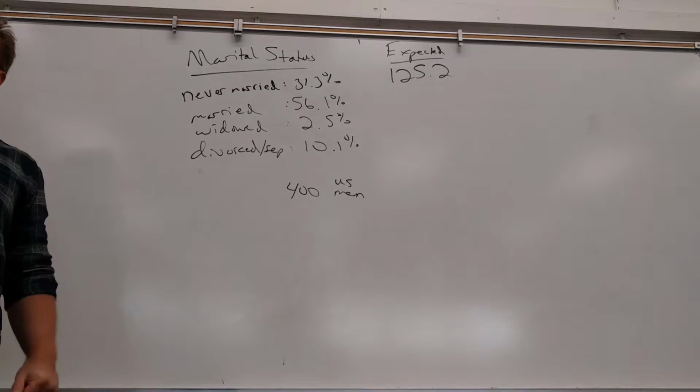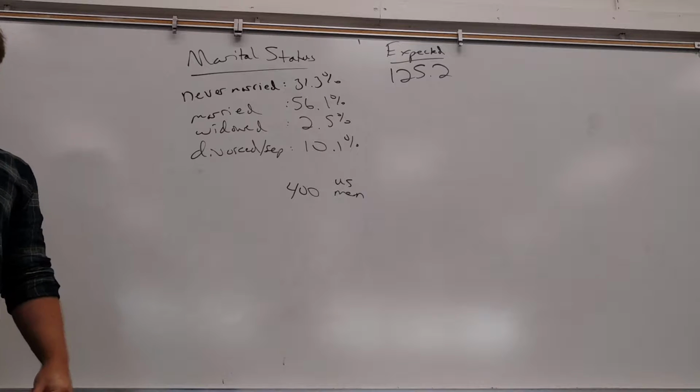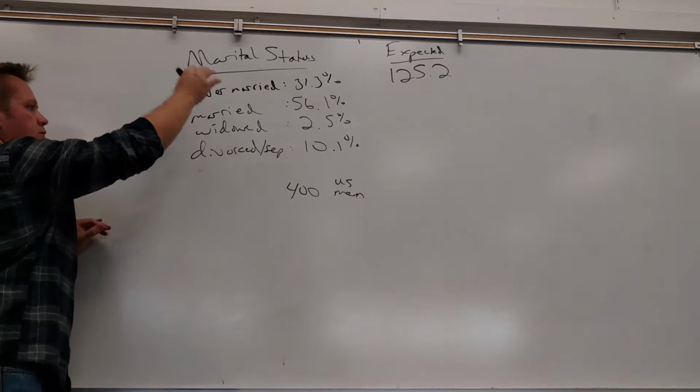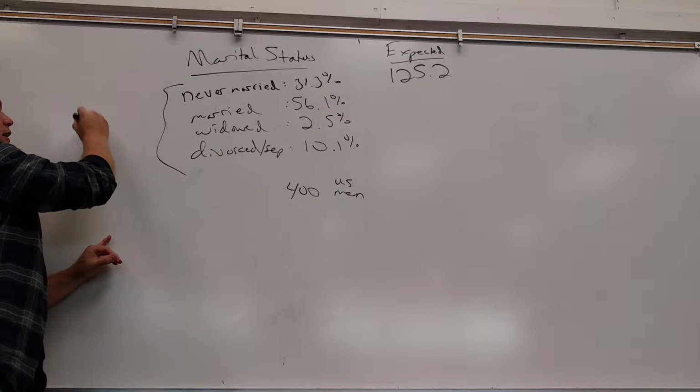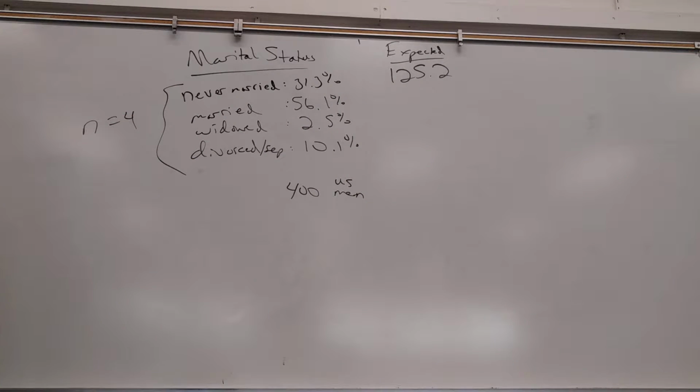Yes? So 400 wouldn't be N? No. In fact, what's N here? I'm glad you said that. I was going to get to it later, but we might as well say it. N is 4. Good. There's 4 categories.